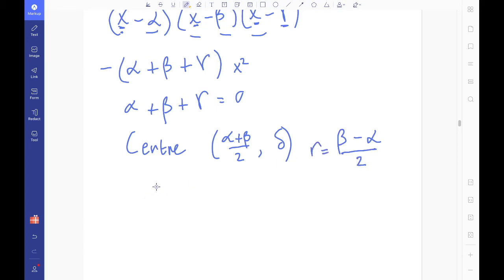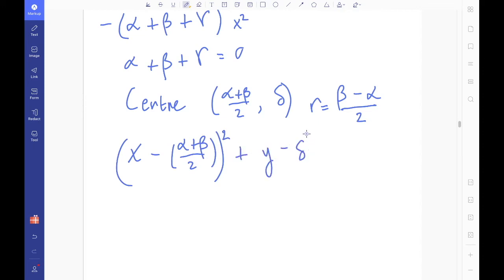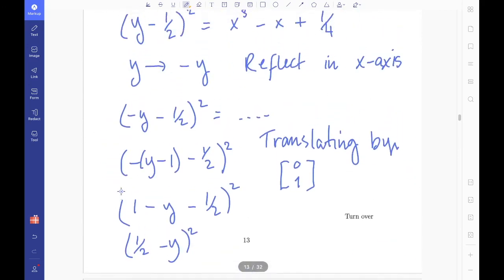So putting that into the normal formula for an equation of a circle, I get x minus alpha plus beta over 2, in brackets, and that's got to be squared, plus y minus delta squared equals beta minus alpha over 2 all squared. So there's my equation of C. I'll just label it C. What did it ask for next?